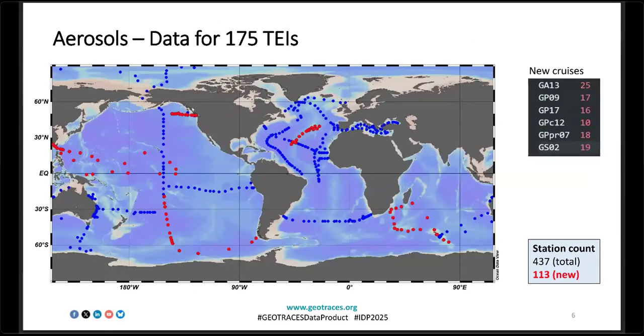Aerosols, this is a global database. There is quite a number of new cruises, 6 new cruises, 113 new stations, making now a total of over 400 stations. The new ones are in red, some Southern Indian Ocean, North Atlantic, some new data in the Pacific.